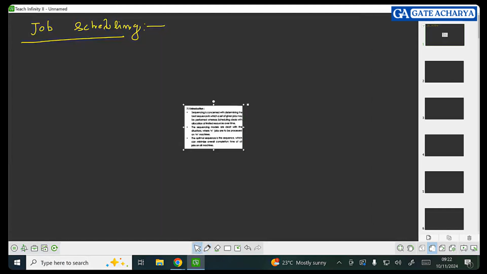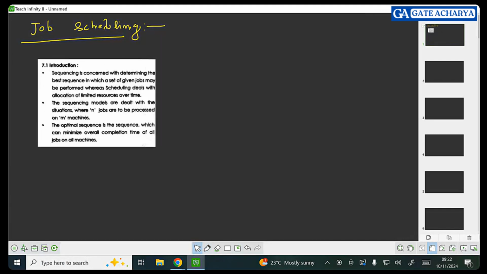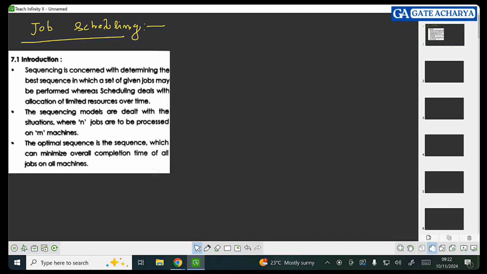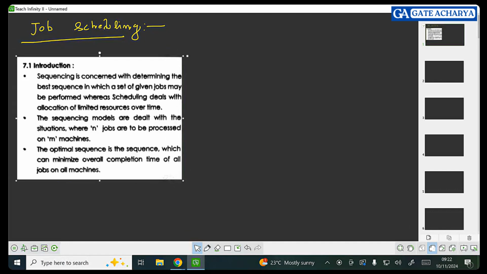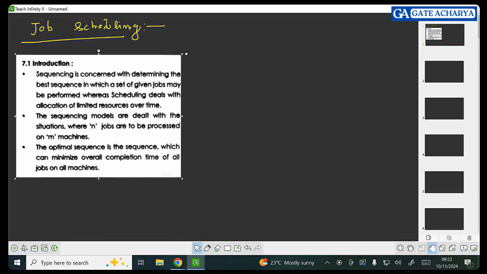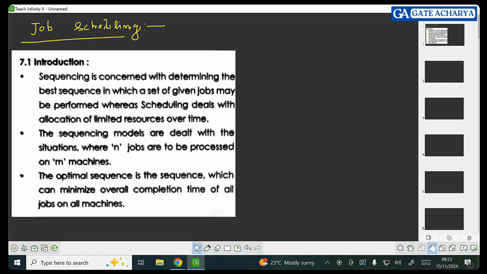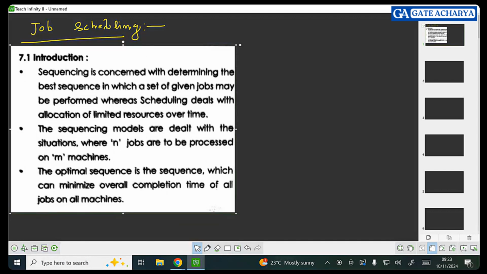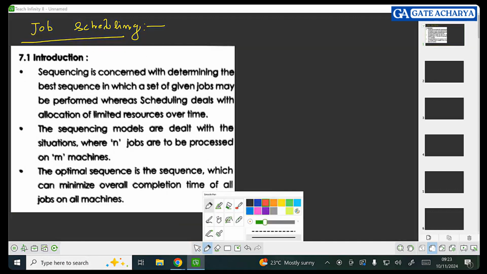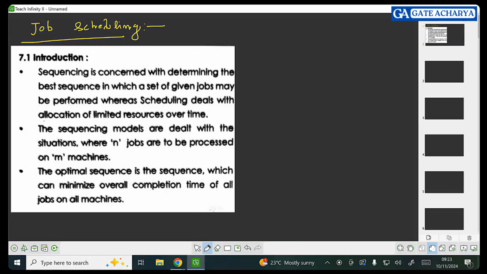Now have a look at this. Job scheduling sequence is concerned with determining the best sequence in which a set of given jobs may be performed, where scheduling deals with the allocation of limited resources over time. Okay, is it visible? Yeah, right. So within the available limited resources, how to maximize the production.